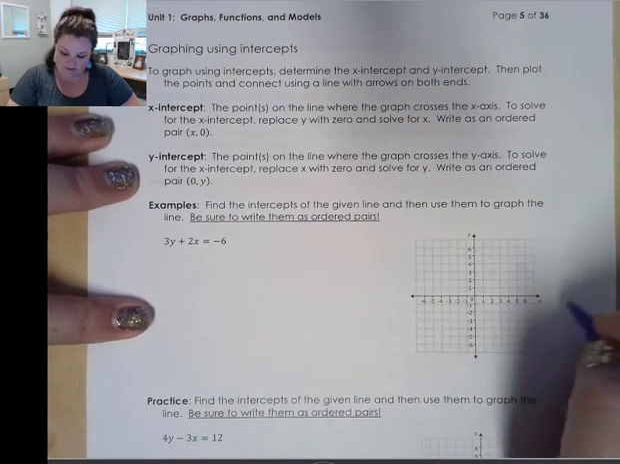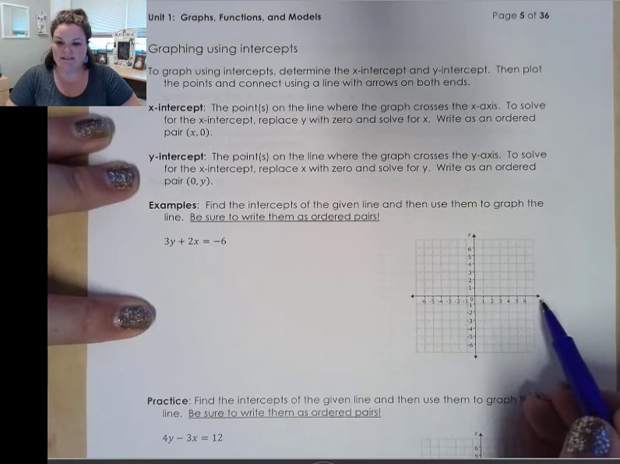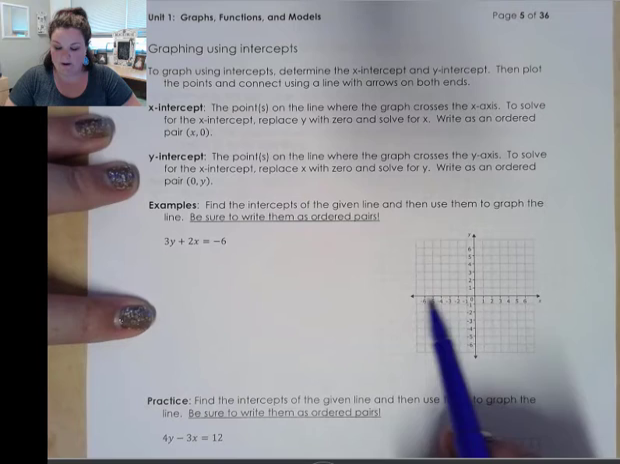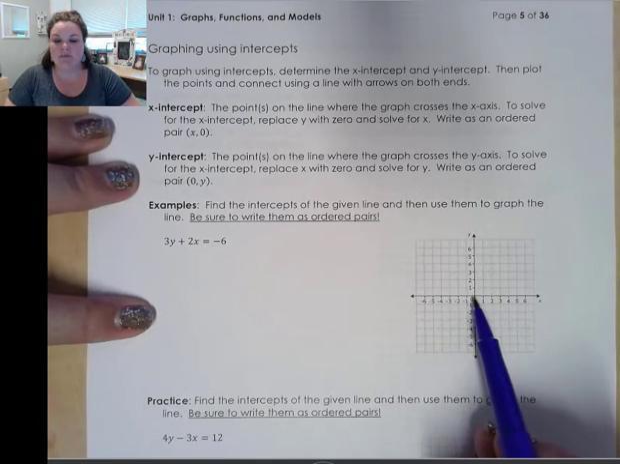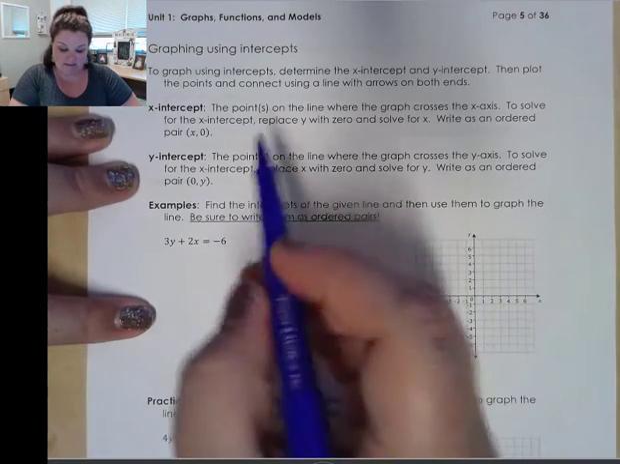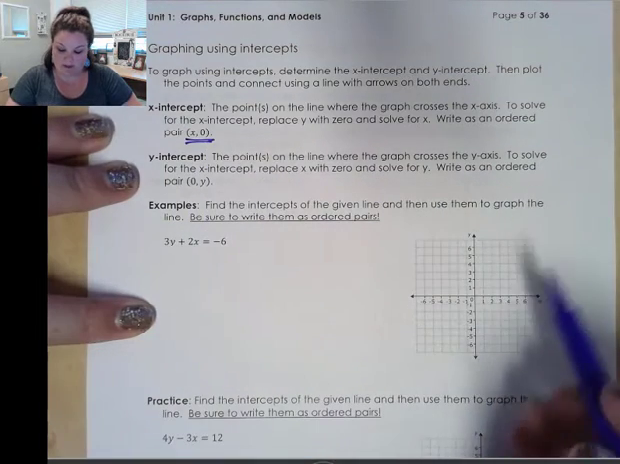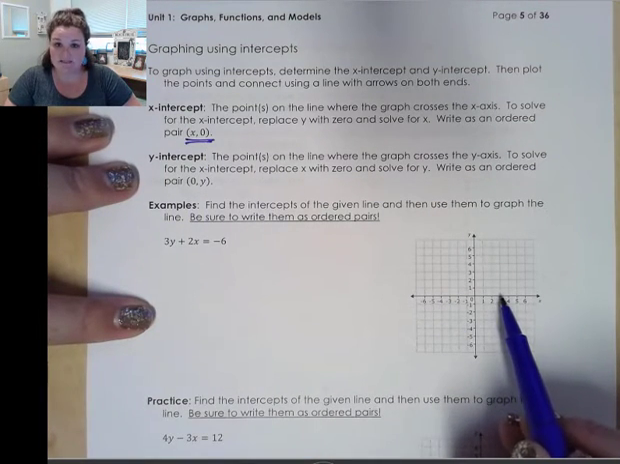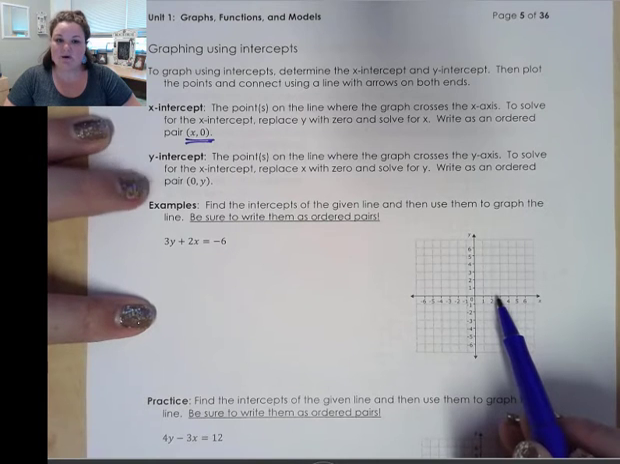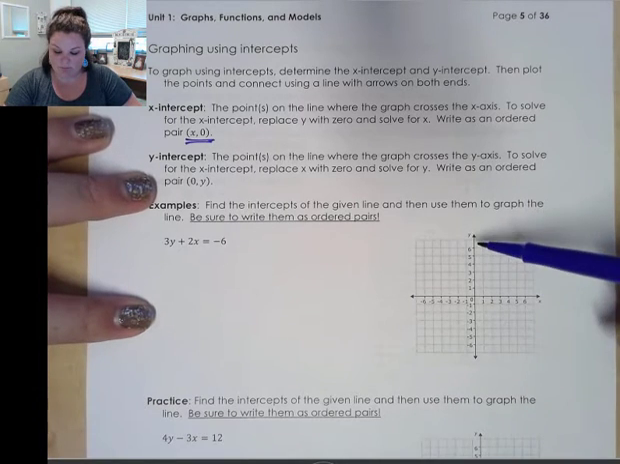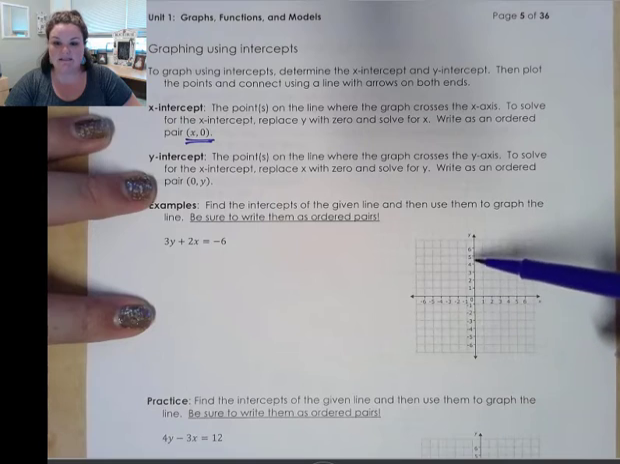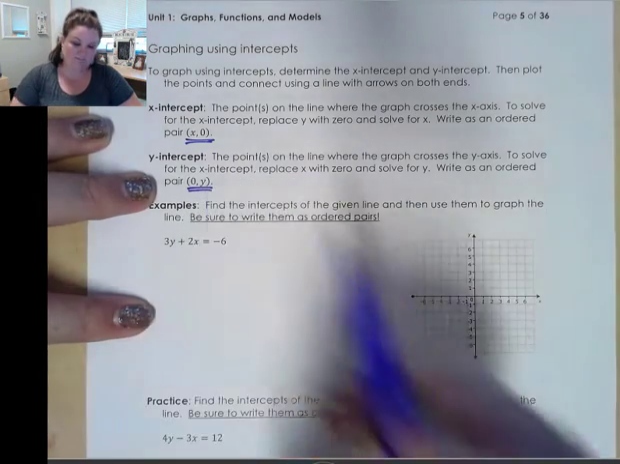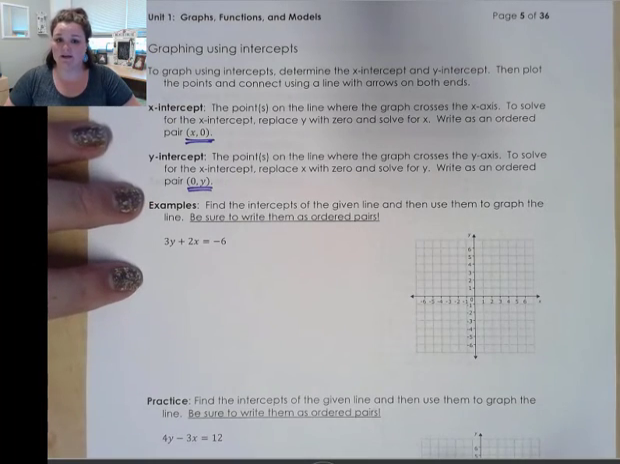So let's think about this. If we're looking at our x-axis, if there's a point that touches or crosses this line, no matter where it is on the x-axis, its y value is going to be 0, right? No matter where it is, if it happens to be on the x-axis, its y value is 0, right? And the same way with the y-intercept. If we have a point that's anywhere on the y-axis, its x value is going to be 0, right? So that's how we're going to solve for intercepts.